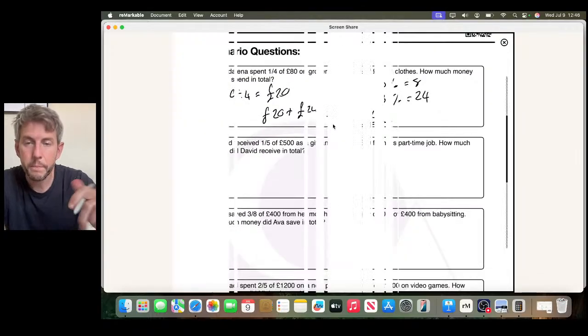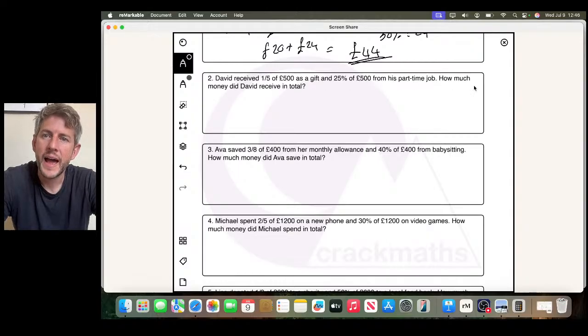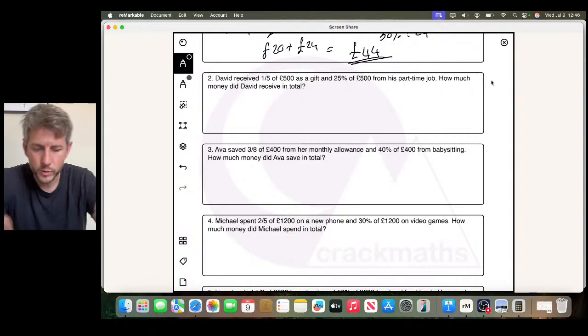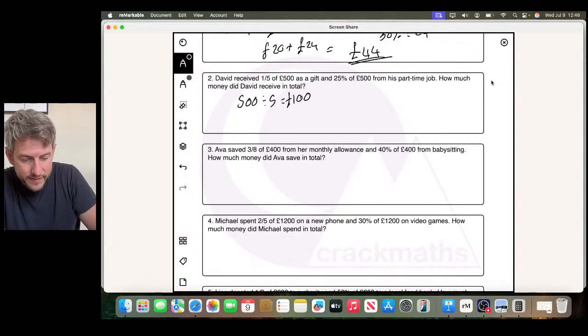Right, next one. David received 1/5 of £500 as a gift and 25% of £500 from his part-time job. How much money did David receive in total? Okay, so 1/5 is 500 divided by 5, and that would equal £100 for that bit. 25%, so remember we know that 10%, we just divide the total by 10. So 10% is 50.